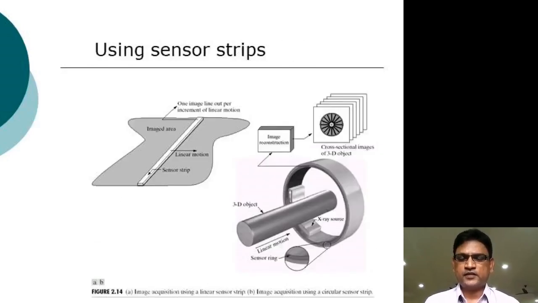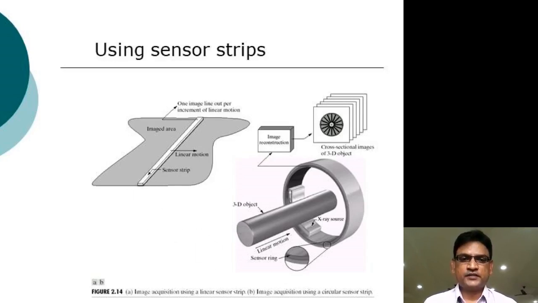And next is the second arrangement using a sensor strip. Here there is no need for rotation of a drum. Here we have only a linear motion. So the number of sensors which are arranged in a line will scan the complete line, and just moving the sensor this way or this way will provide the second dimension of the image.